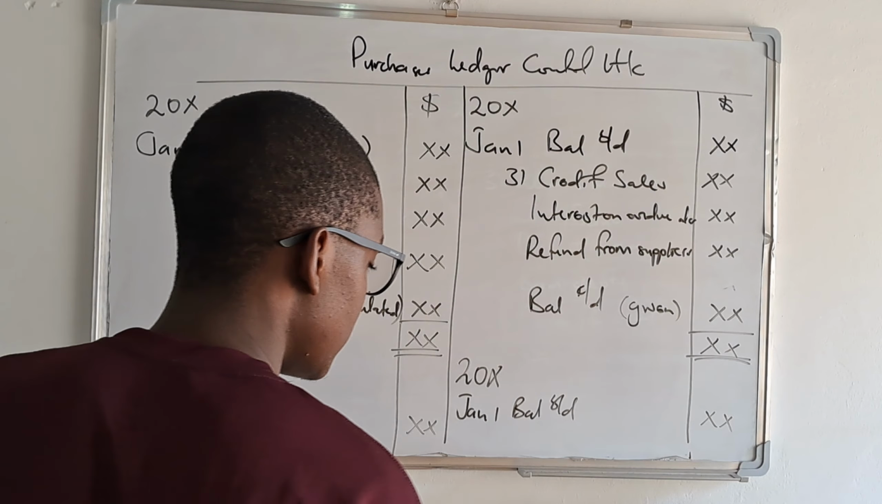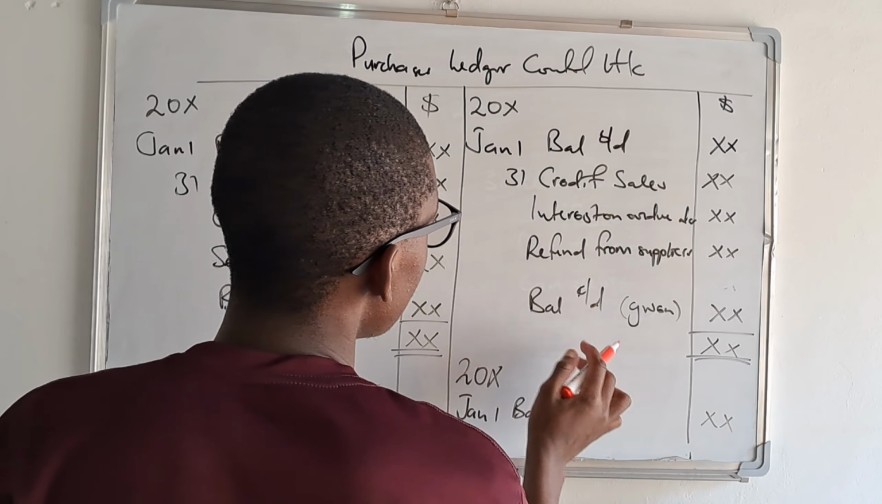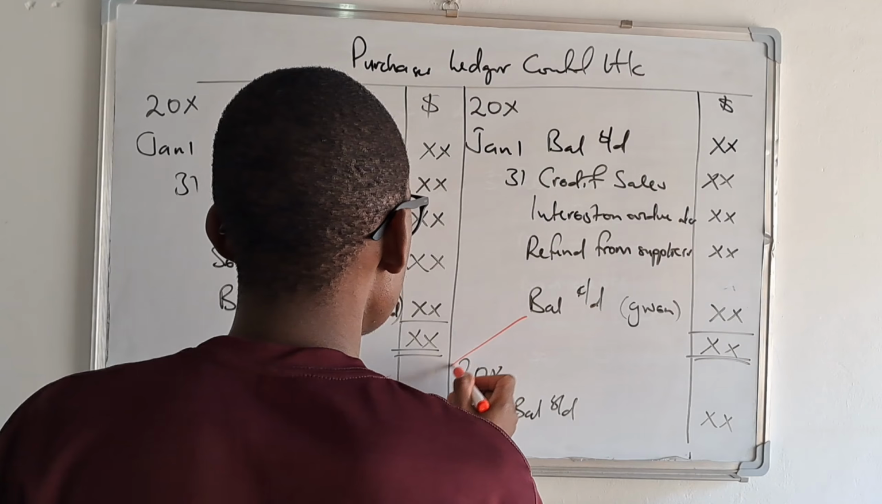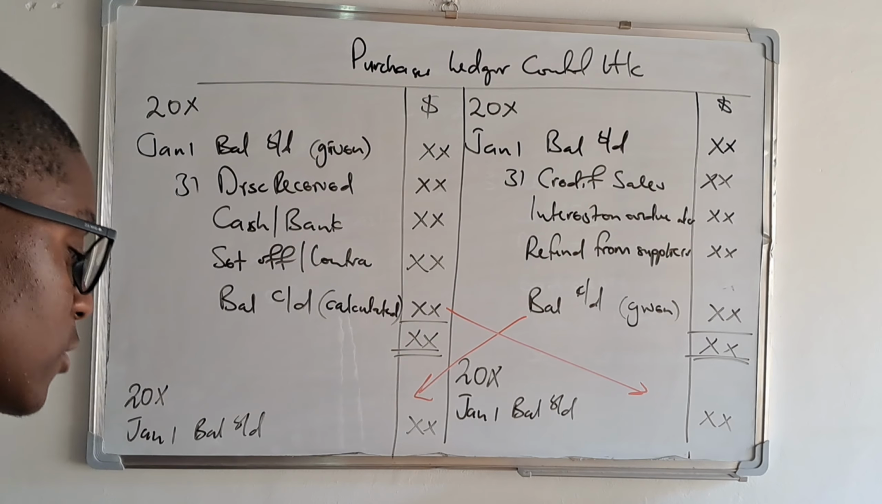What do you do here? Remember, I illustrated that there is no account which ends with a balance CD. This balance CD is going to come here. This is how we prepare the purchases ledger control account.